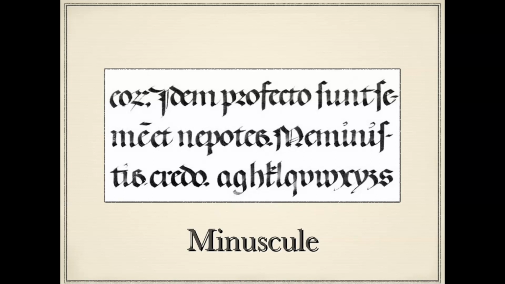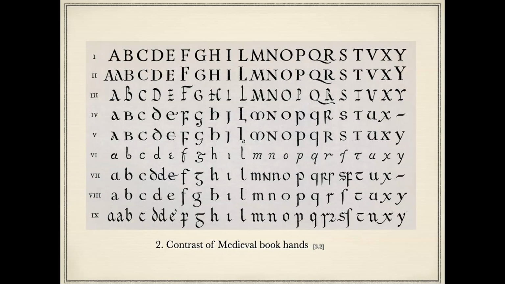More recent scripts definitely use that minuscule. So here's an example of some of the different forms from a book by William Mason called A History of Writing, and it implies this evolution of the minuscule style of writing. And there you can see how it moves from the capital letters all the way down.